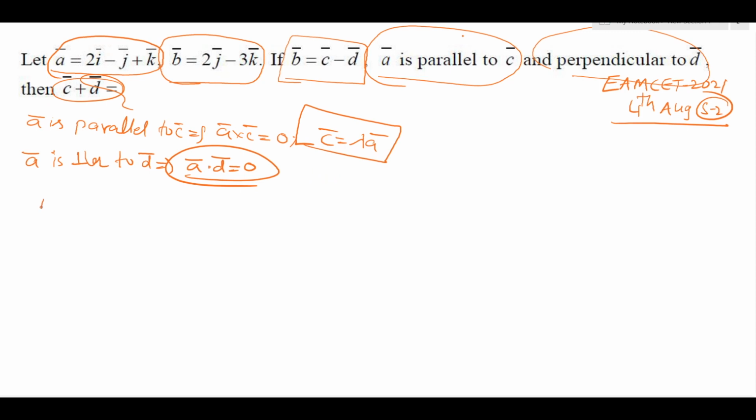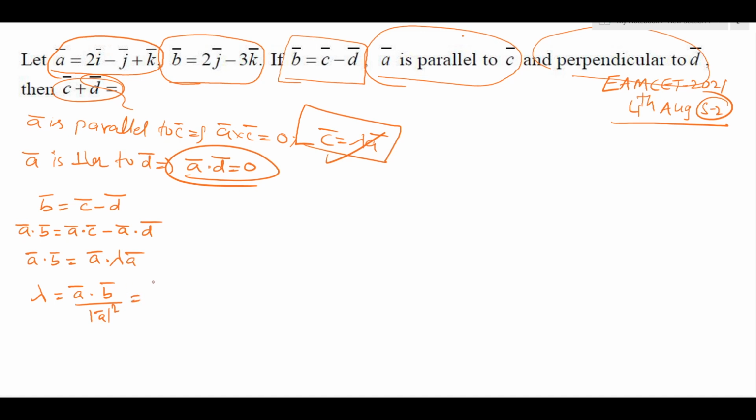And here the given relation is b bar is equal to c bar minus d bar. Now I am applying dot product with a bar for this equation, that is a bar dot b bar is equal to a bar dot c bar minus a bar dot d bar. Here a bar dot d bar value is 0. So that is a bar dot b bar is equal to a bar dot c bar. C bar value is lambda a bar. From this lambda is equal to a bar dot b bar by mod a bar square.